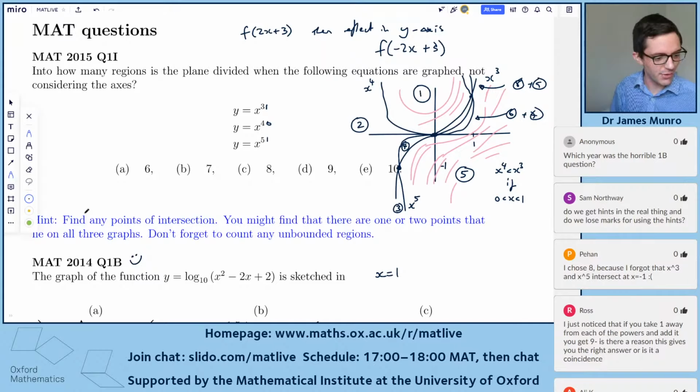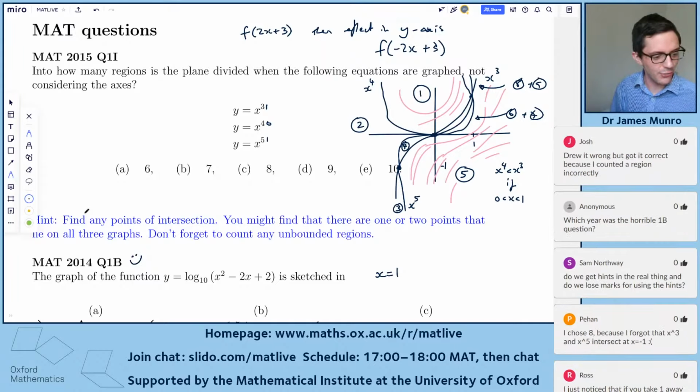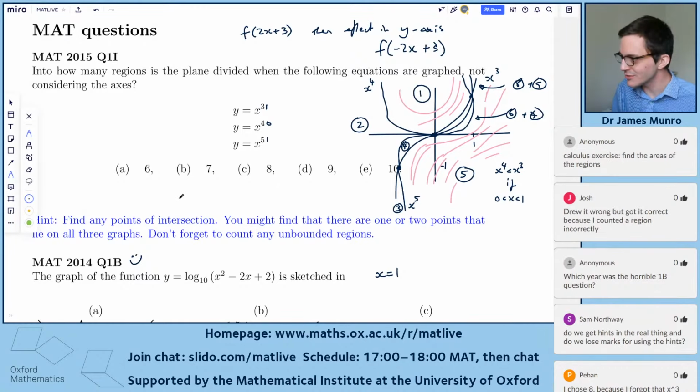Josh says drew it wrong but got the regions right. Oh, and somebody's got a calculus question. Find the areas of the regions. That's a great question. Yeah, so I guess I want regions. Let's rub this out. Regions 4, 6 and 7 have got finite areas that you can work out, and it's just integrating polynomials. If you want an extra exercise, I want the areas of 4, 6 and 7. You can work them out. I think they're all just fractions.